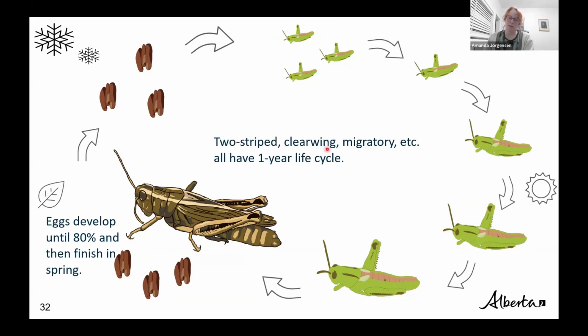So our two-striped or clearwing, migratory, these species all have a 1-year life cycle where they complete this cycle completely in 1 year. And importantly, the eggs of these species can do quite a bit of their developing in the fall. They can develop up to about 80% if the fall conditions are really warm and they get laid early on in the season. And then they get a head start to finish that development in the spring and hatch really early.